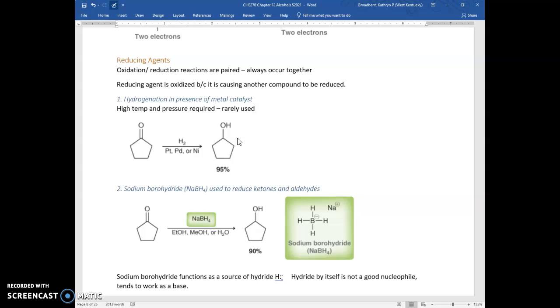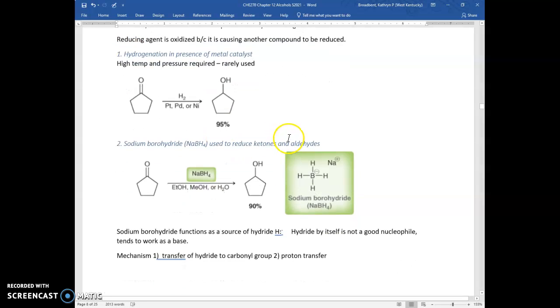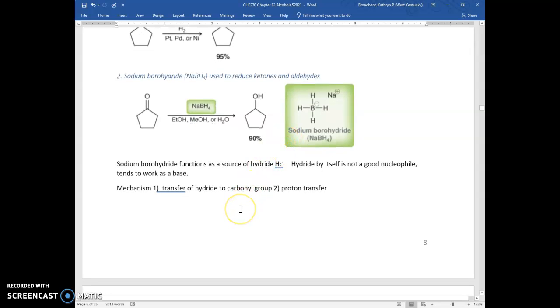So hydrogenation in the presence of a metal catalyst is our first example. This one is rarely used, partly because of the high temperature and pressure, and partly because if the compound of interest has a double bond or has anything else of interest, it wipes it all out. But it does cause reduction. Sodium borohydride is used to reduce ketones and aldehydes.